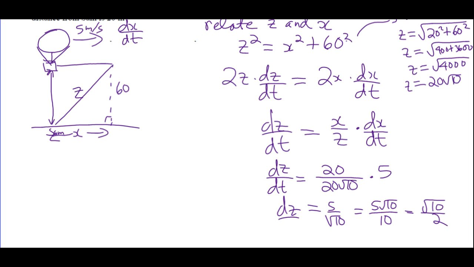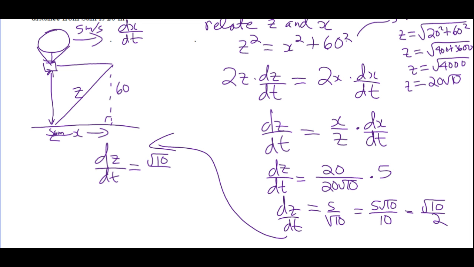Okay, so dz by dt, let's just go over here. dz by dt is root 10 over 2 meters per second. Okay, which is about, it's 5 meters per minute. Where's the question? Yeah, 5 meters per minute. Okay, sorry. So it's meters per minute, which is about equal to, if you actually plug that into a calculator, about 1.58 meters per minute.